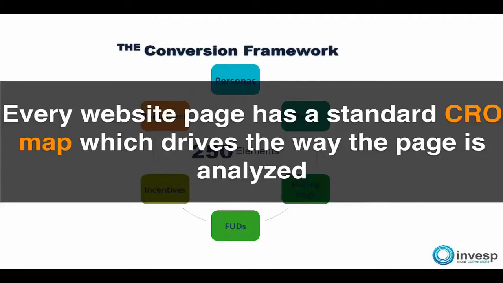Now, what you need to think about is that every website page has a standard CRO map, conversion rate optimization map, which drives the way the page is analyzed. There is a prioritization for the different elements on a particular page. Should I be dealing with FUDs first, or should I be dealing with trust, or should I be dealing with personas? So every website page or type of page, e-commerce websites have a different map than a home page or a checkout page or a cart page.